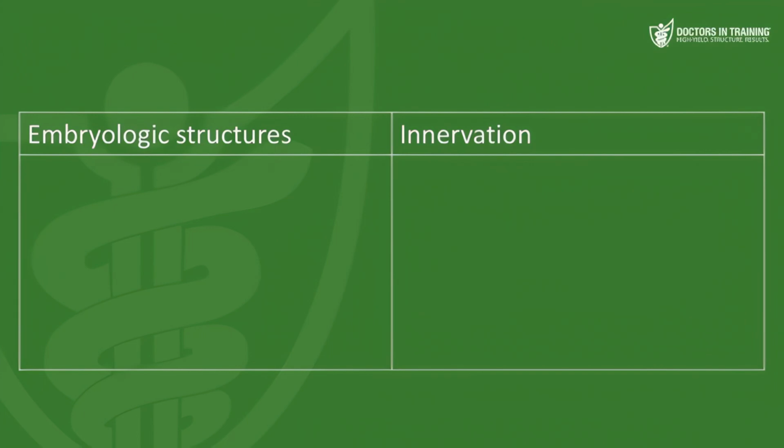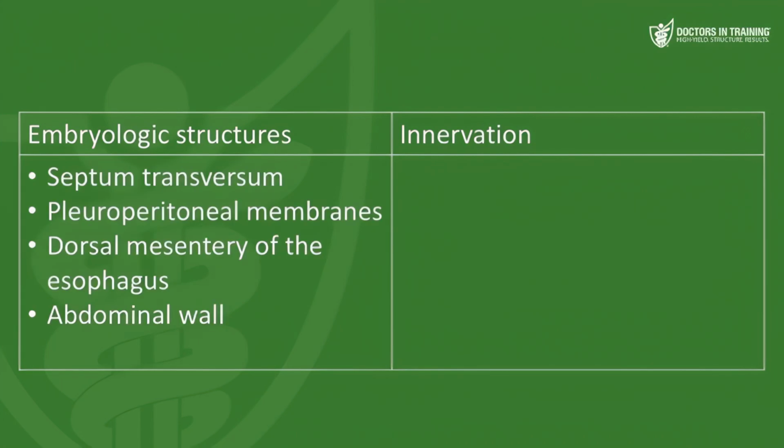Okay, so what were those things? Remember, those four structures were the septum transversum, the pleuroperitoneal membranes, the dorsal mesentery of the esophagus, and the abdominal wall. And what innervated it? Remember, it was the phrenic nerve, C3, 4, 5, innervating that diaphragm. So if you didn't get those, you probably need to review again.